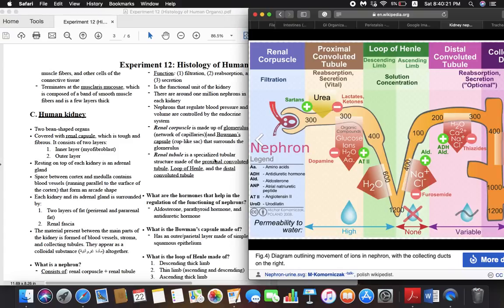The tubule is a specialized tubular structure made up of the proximal convoluted tubule, the loop of Henle, and the distal convoluted tubule. So the proximal convoluted tubule, the loop of Henle, and the distal convoluted tubule, these are all referred to as the renal tubule.